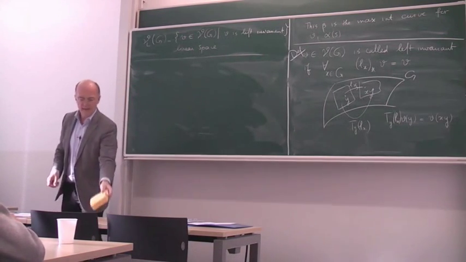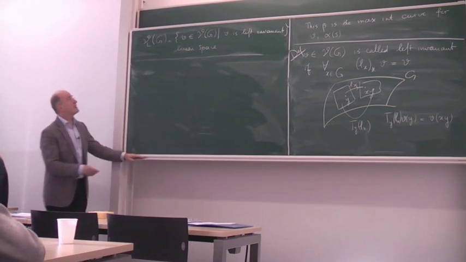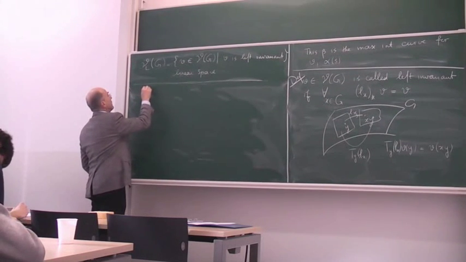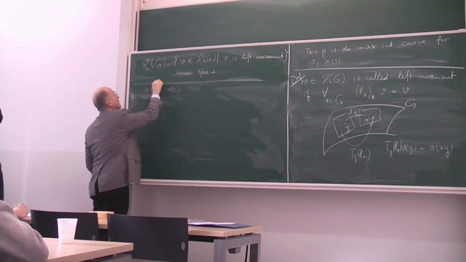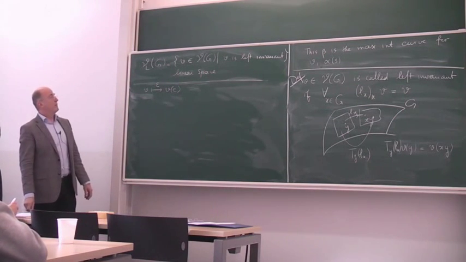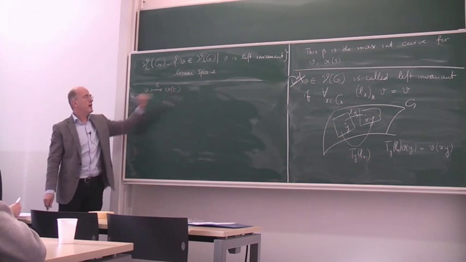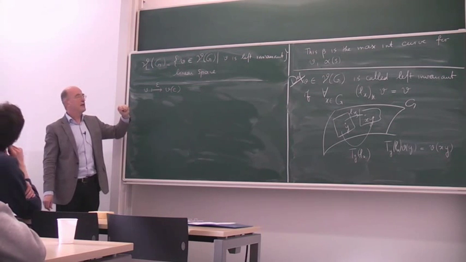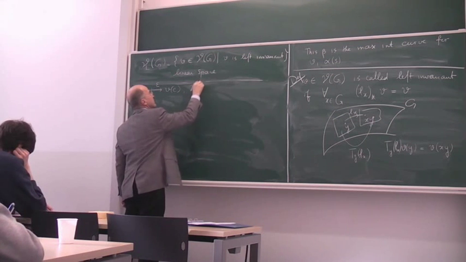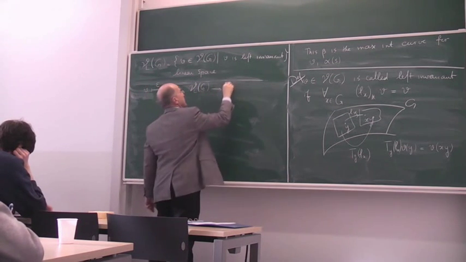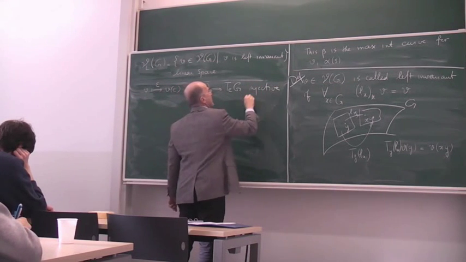And now saying that the left invariant vector field is completely determined by its value at the identity element is the same as saying that the evaluation map, so assigning to such a vector field its value at the identity element, is an injective linear map. So this is a map from the left invariant vector fields to the tangent space at the identity element, and this is injective and a linear map.